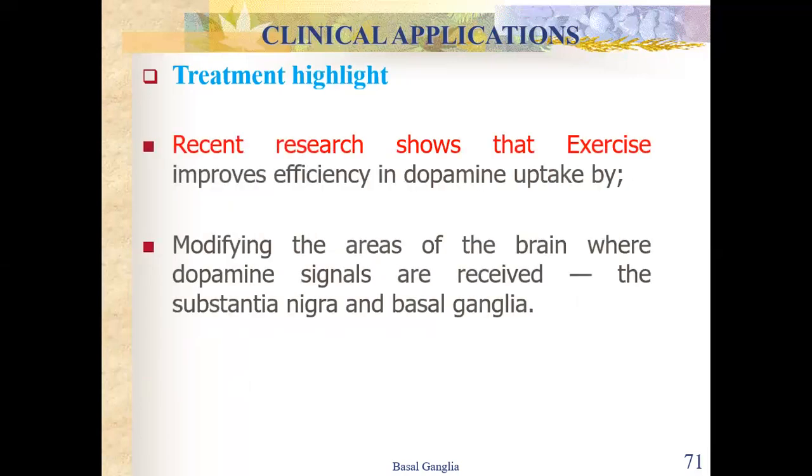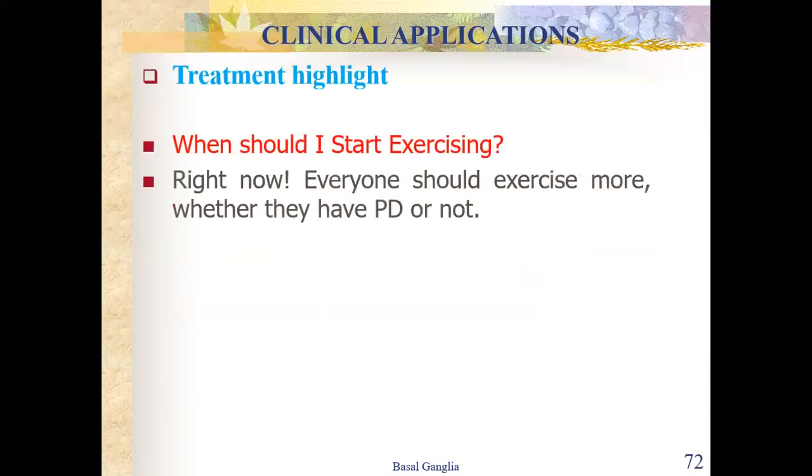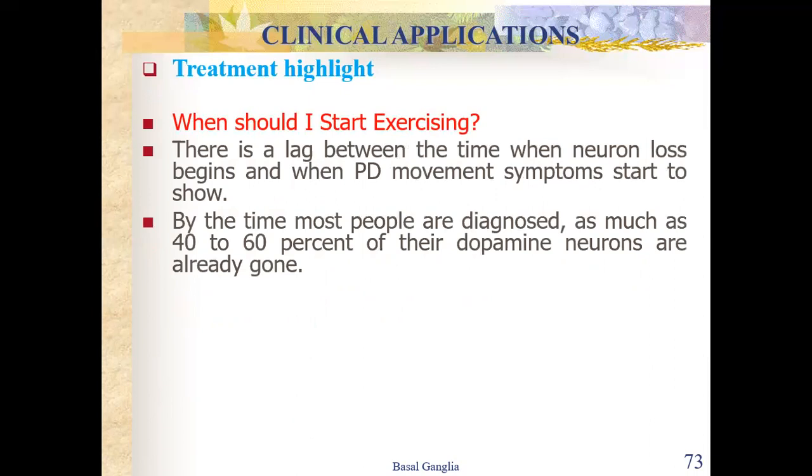But recent research has shown that exercise improves efficiency in dopamine uptake by modifying the areas in the brain where dopamine signals are received. Okay, that's the substantia nigra and the basal ganglia. So by modifying those areas, the nigrostriatal pathway that possesses dopamine receptors in the putamen, exercise helps in that aspect. So exercise helps to improve the efficiency of dopamine uptake in that pathway between the substantia nigra and the putamen. Exercise is for everyone. Everyone should exercise whether they have Parkinson's disease or not. Exercise is very important.